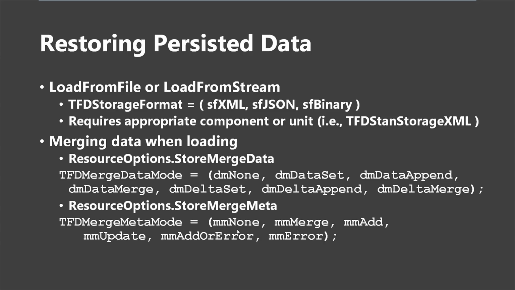Assigning update to the store merge meta property will result in matching column names being updated in the dataset doing the loading, based on the metadata found in the dataset being loaded. Column names found in the dataset being loaded that are not present in the dataset doing the loading are ignored. When store merge meta is set to add or error, one of two things will happen. If the dataset doing the loading has no metadata, the metadata found in the dataset being loaded will be used. If the dataset doing the loading has metadata, it must match that of the dataset being loaded by name, type, and size. Otherwise, an exception is raised.